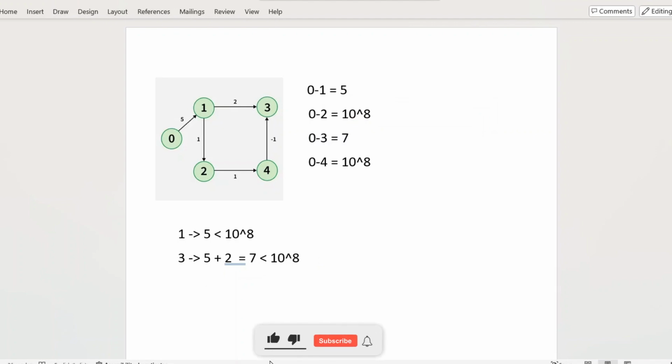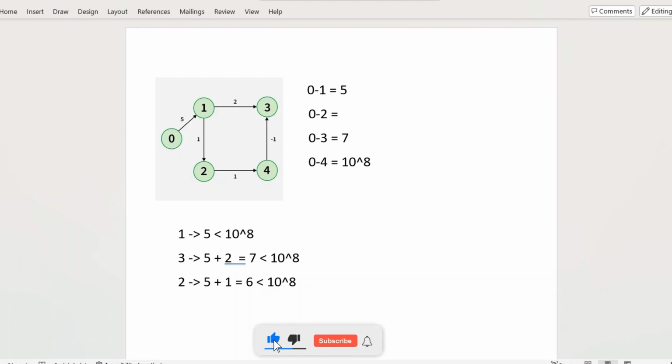We have completed 1 to 3. So now we are doing 1 to 2. So for the second vertex, 5 plus 1. 5 means 0 to 1 the weight is 5, and then 1 to 2 the weight is 1, which is equal to 6. It is definitely less than 10 power 8. So we update the value here.